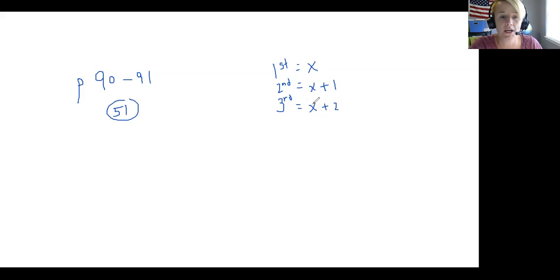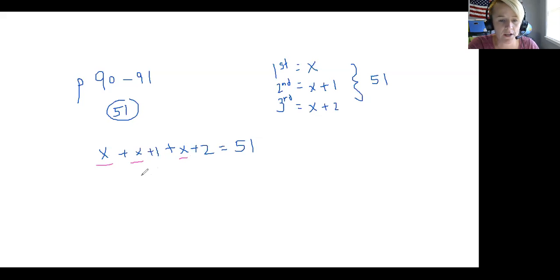So now what I need to do is add all these up, right? The sum is 51. So I'm just going to set this up: X plus X plus 1 plus X plus 2. And this whole business is going to be added together and it's going to reach 51. So I'm going to combine some like terms here. I have an X and an X and an X, so that's 3X. Plus I have a 1 and a 2, so that's going to give me 3X plus 3 equals 51.